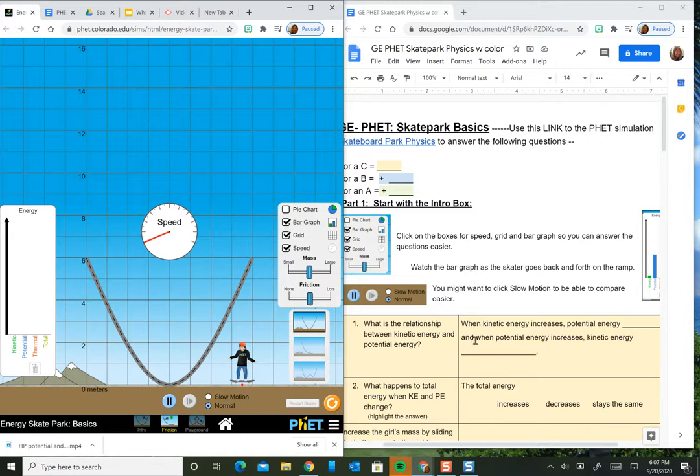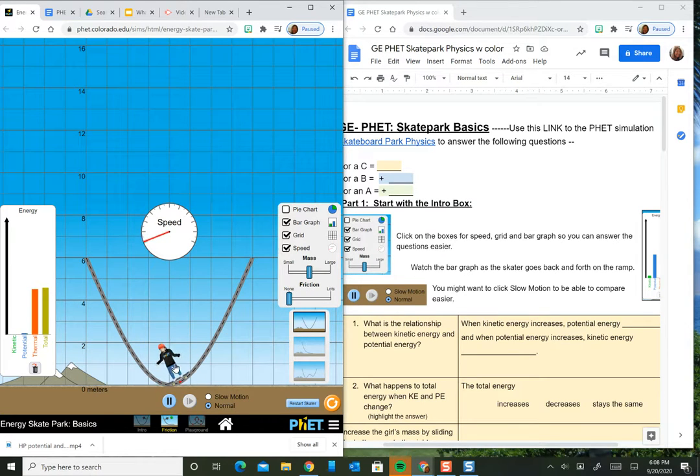And then watch the bar as the skater goes back and forth on the ramp. So we're going to do the same thing and put it on the ramp. And then notice how, oh, what thermal energy is going on? What's going on with that? So, and she's slowing down. So let's find out. Number 5 says what happens to speed when you add friction. So friction is in the middle.